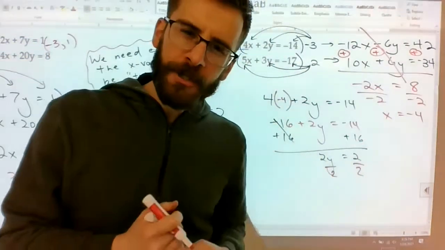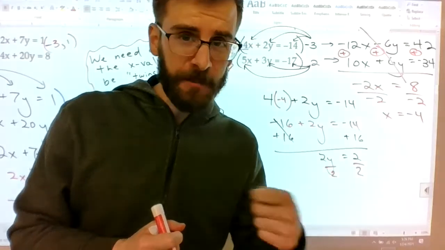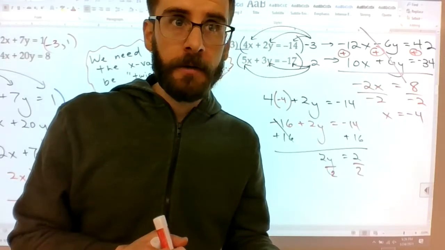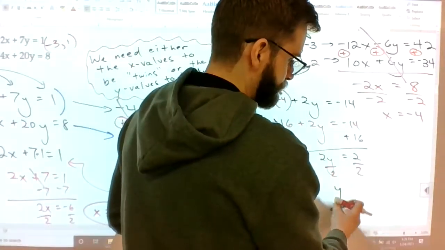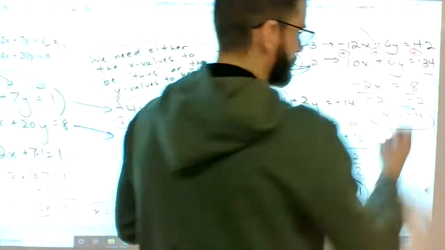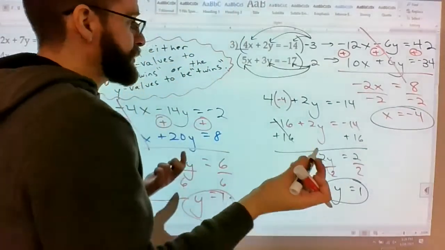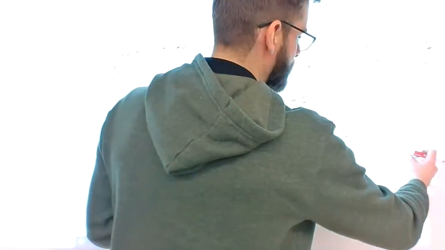By the way, 2 divided by 2 is 1, not 0. I think some of you guys were putting 2 divided by 2 equals 0 on some homework, so make that adjustment. Okay, so it's -4, 1.